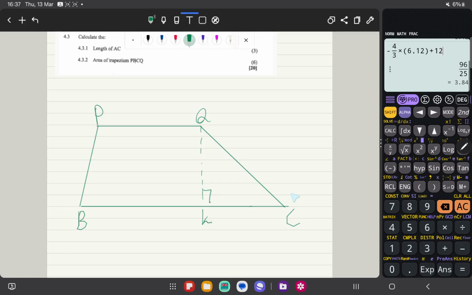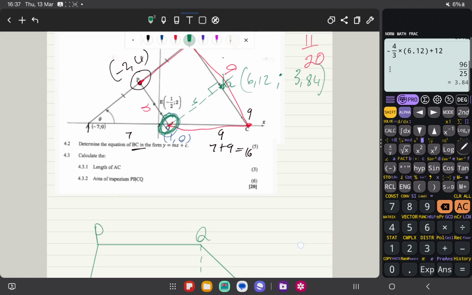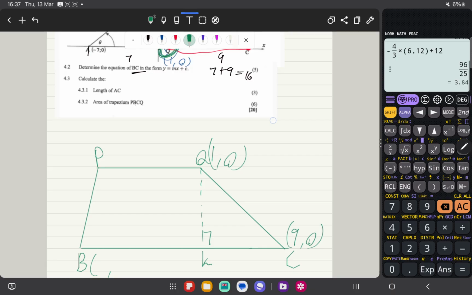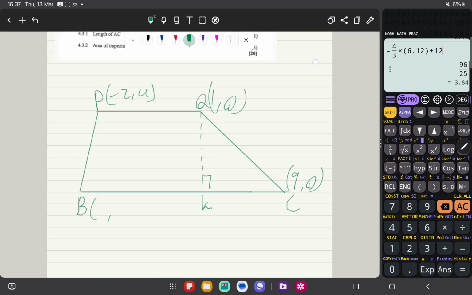Now let me put my coordinates. I remember this is 9, 0, this is 1, 0, and no, this is Q, that is Q. This is 1 and 0, and then P is -2 and 4, and then 3 and 8.